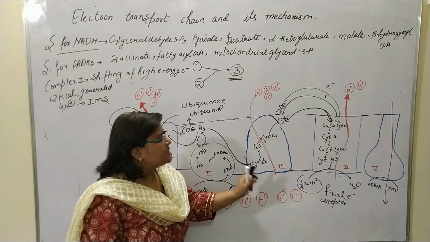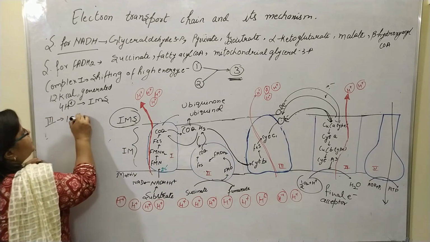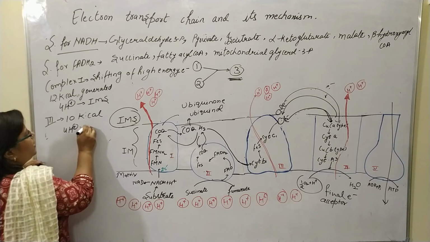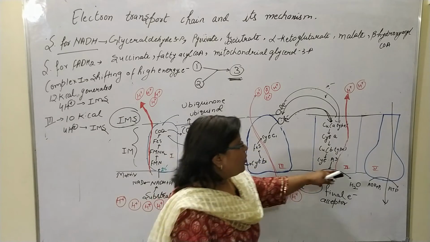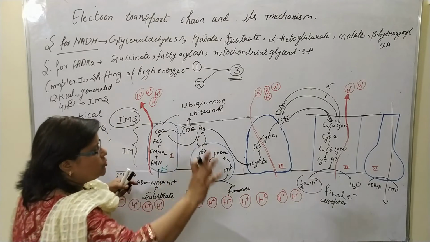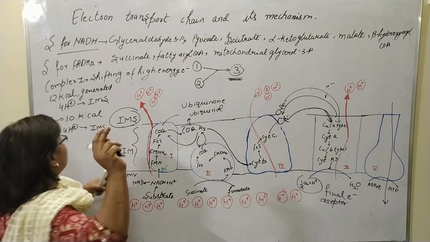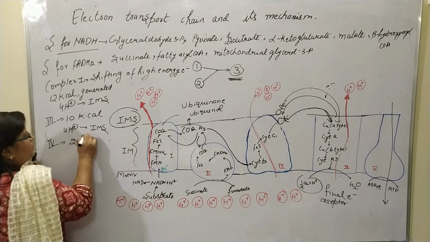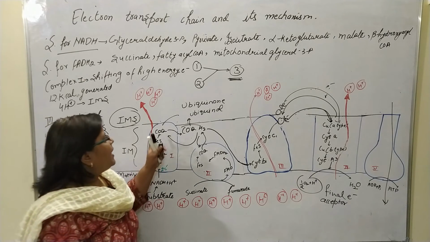Now in complex 3, around 10 kilocalories are generated, so 4 protons are thrown to the intermembrane space. But in complex 4, not too much energy is generated, only enough to throw 2 protons. In complex 4, 2 protons are pumped into the intermembrane space.